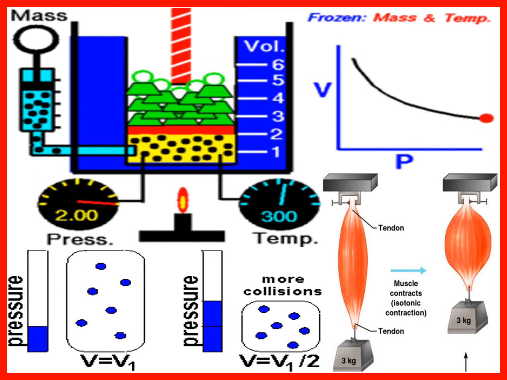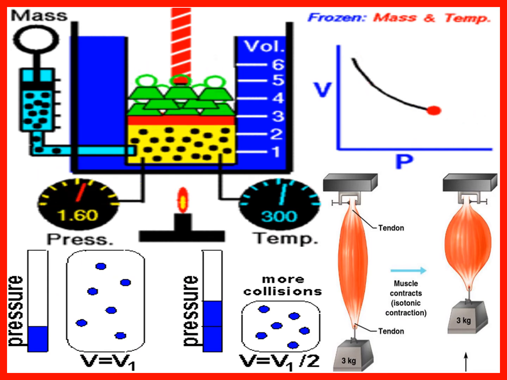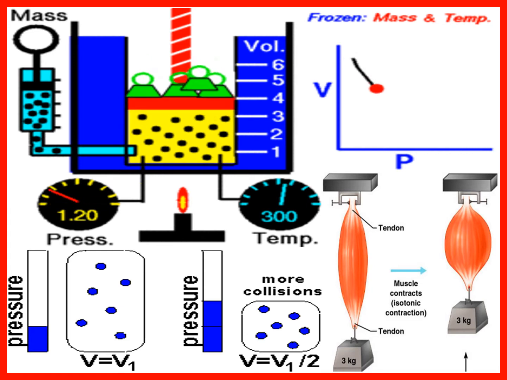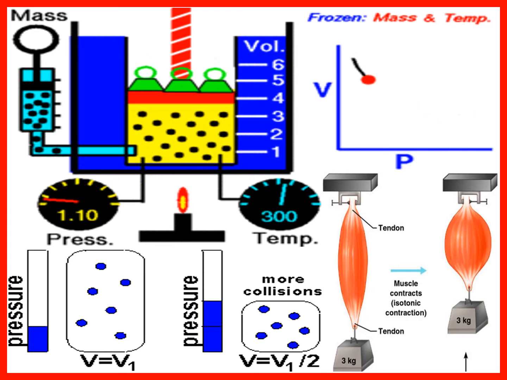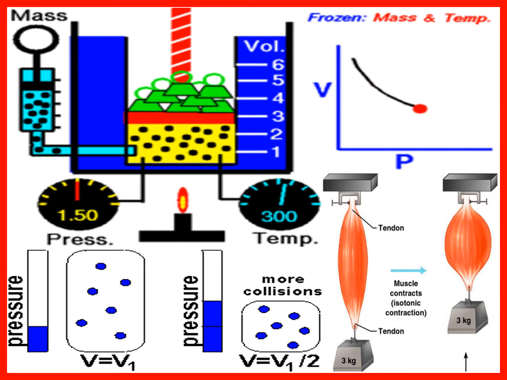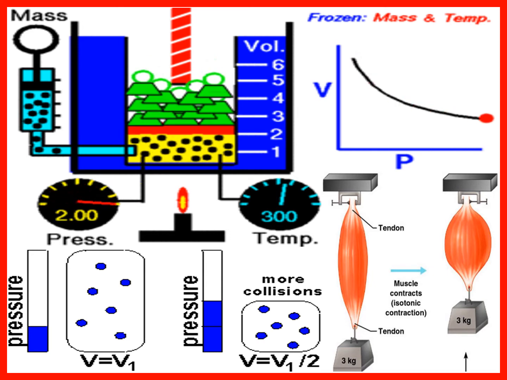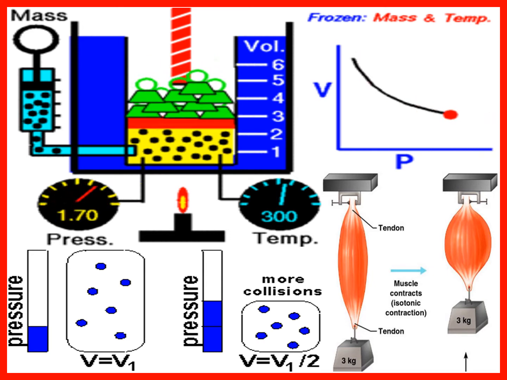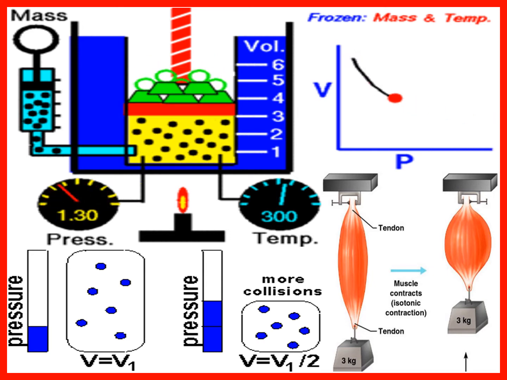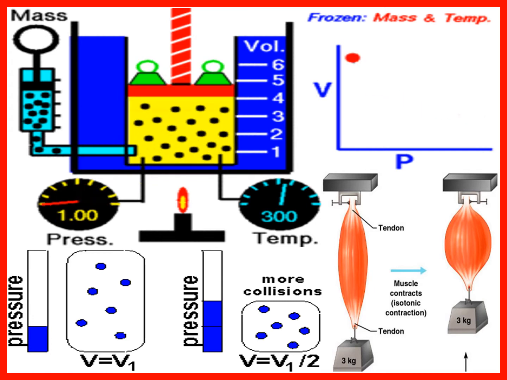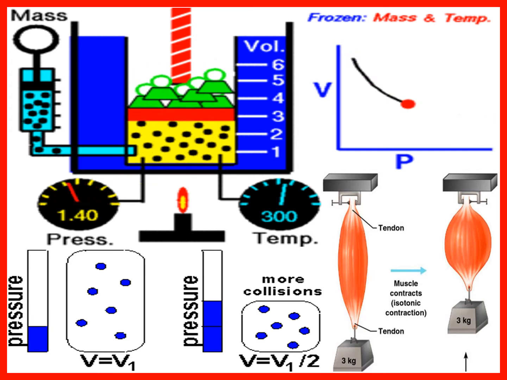In this animation here, if you look at the yellow box, you could see that when you decrease the volume, the pressure increases. So volume and pressure have opposite effects. Decreasing volume increases the pressure, whereas when you increase the volume, the pressure decreases.